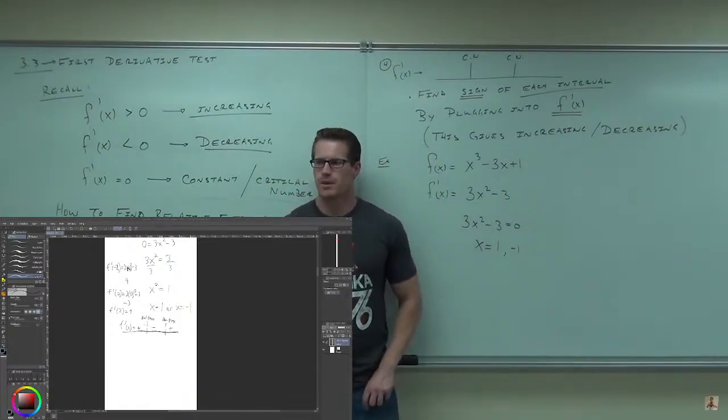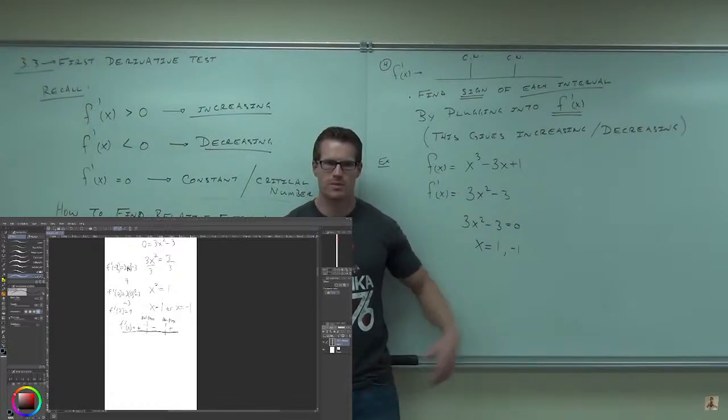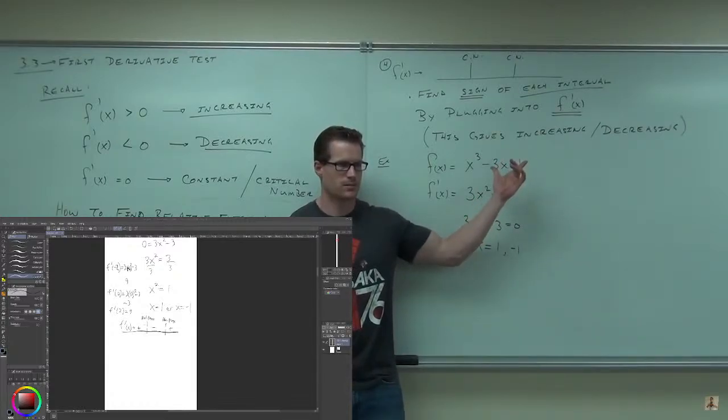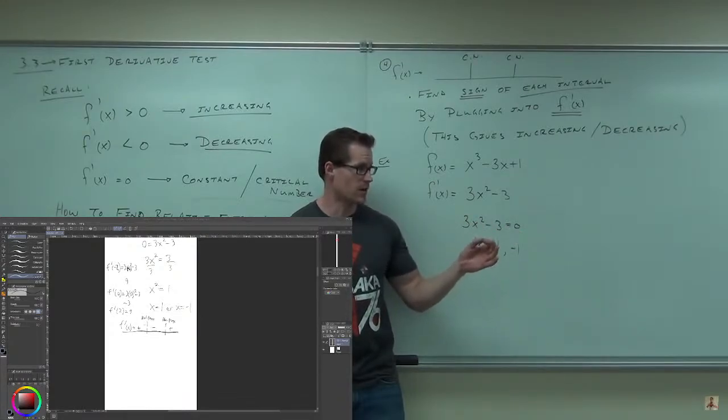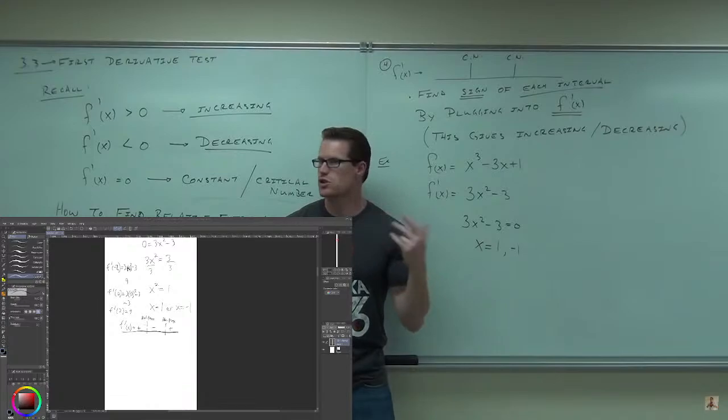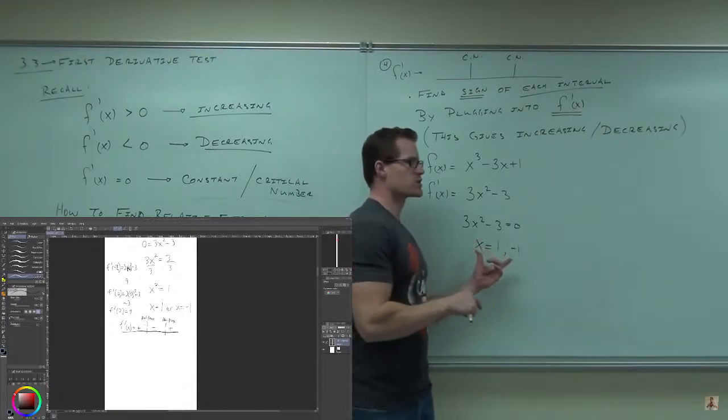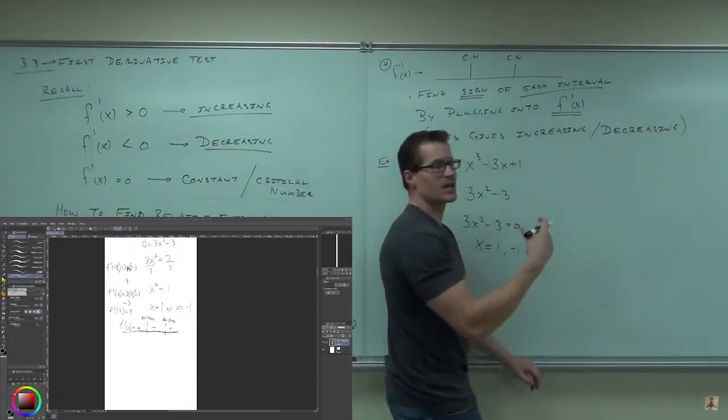Hey, quick question. Are there any other points that would make this undefined? No. Any denominators? That's what we're really looking for, any denominators, okay? That would give us asymptotes. So if there's no denominators, then those are the only 2 points I'm going to have in my first derivative test. Here's how you make it up.